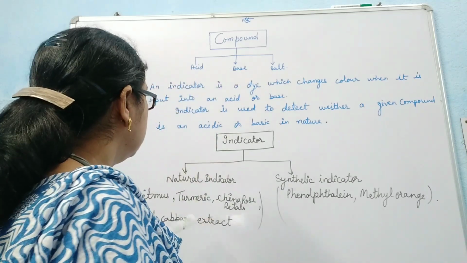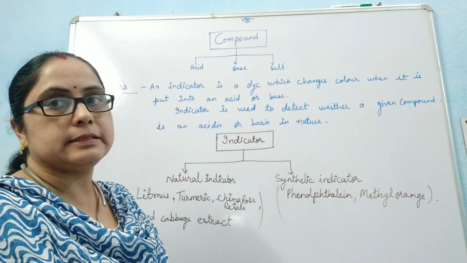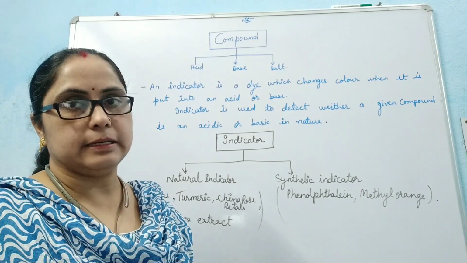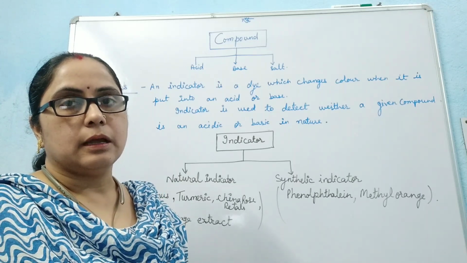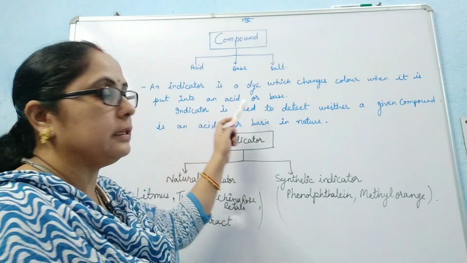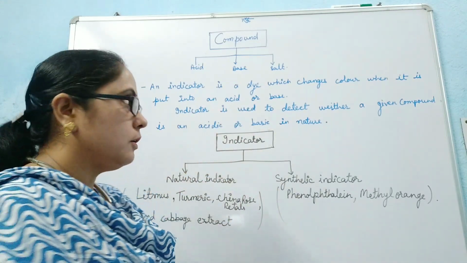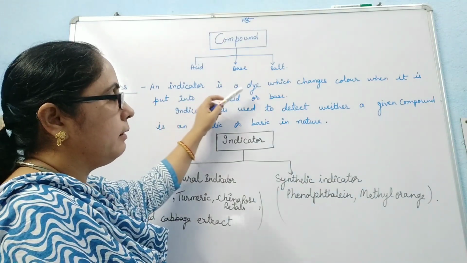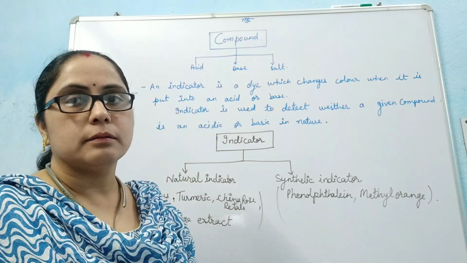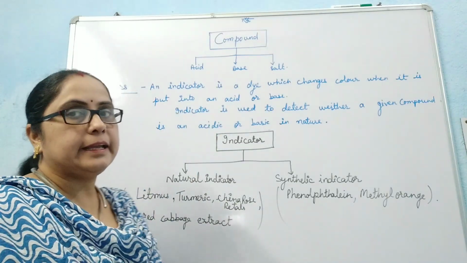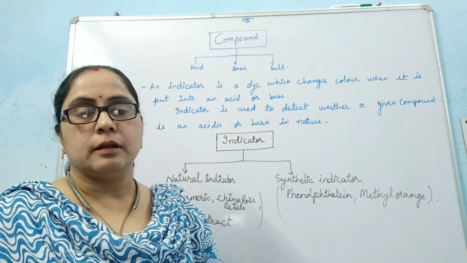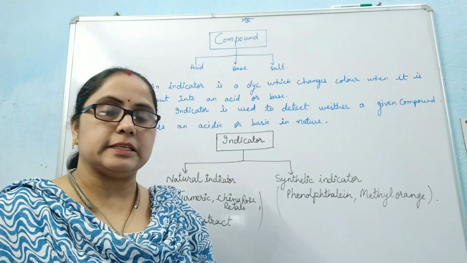Before we start the acids in detail, first of all, I want to tell you about indicators. Indicators are dyes which change the color when put in an acid or base. So indicators are used to detect whether a given solution or compound is acidic or basic.